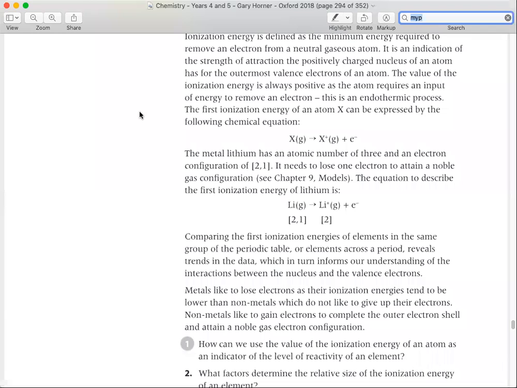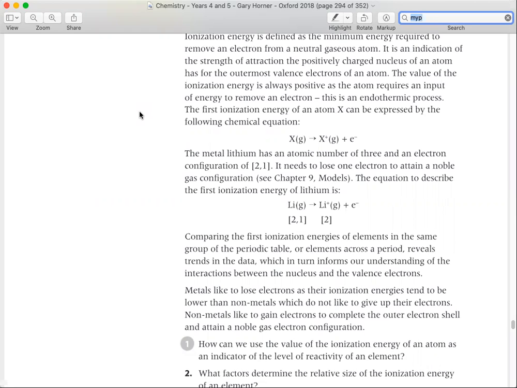Able to gain or lose electrons. Okay. Yes, anyone else would like to define the term? Okay, let me come to a very simple word.